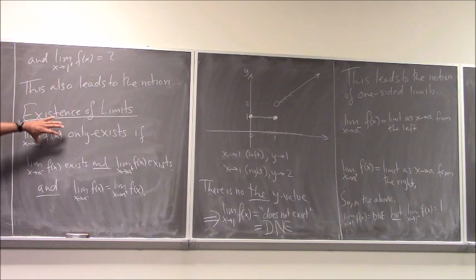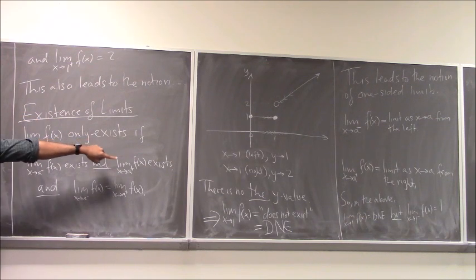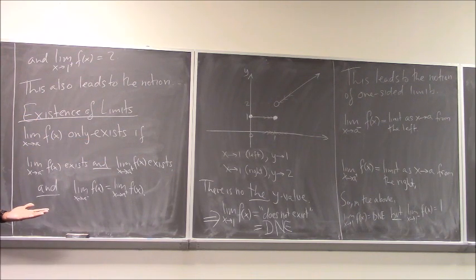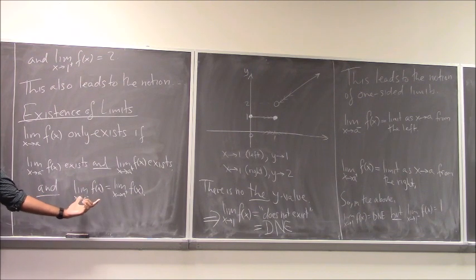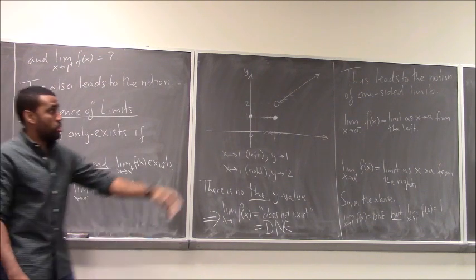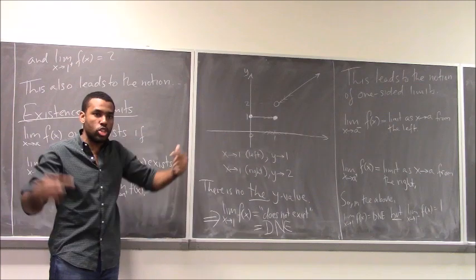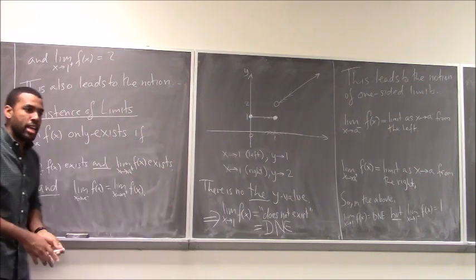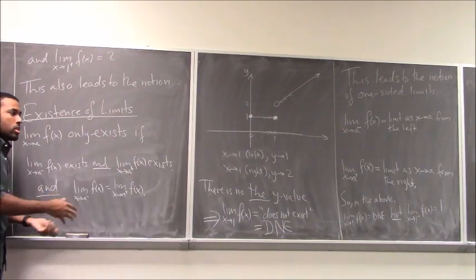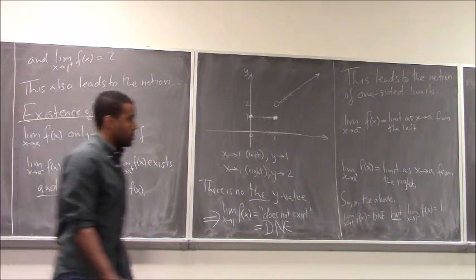So for an overall limit to work, this is an important idea that you have to understand: when you're approaching from the left or the right, you should be able to come up with an answer, and those answers should be the same thing. Otherwise, you end up with a situation similar to this, where your y values aren't agreeing, and you can't say, oh, it's approaching this unique y value.